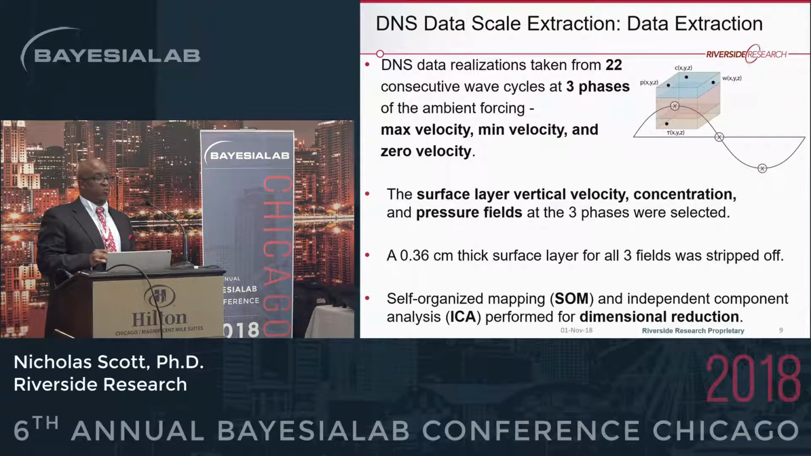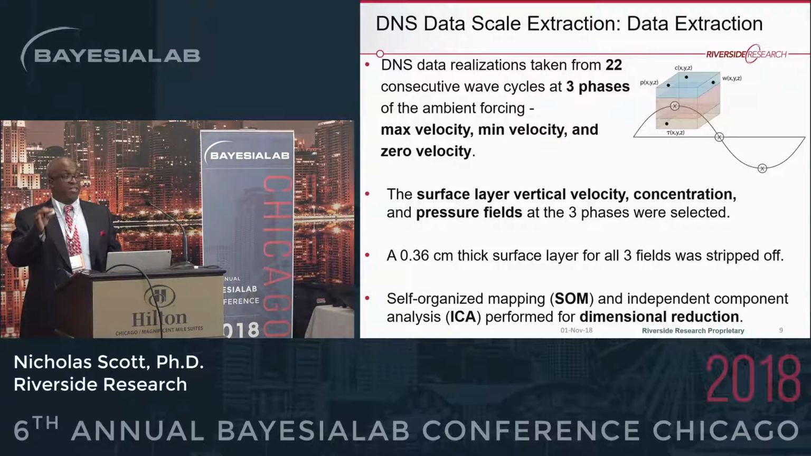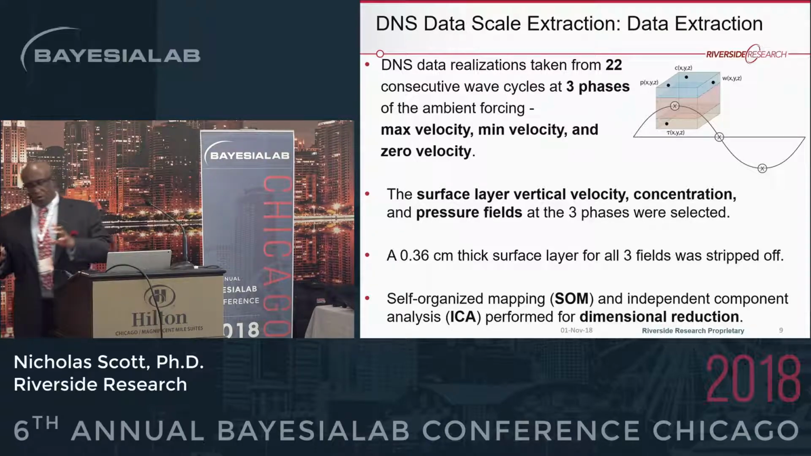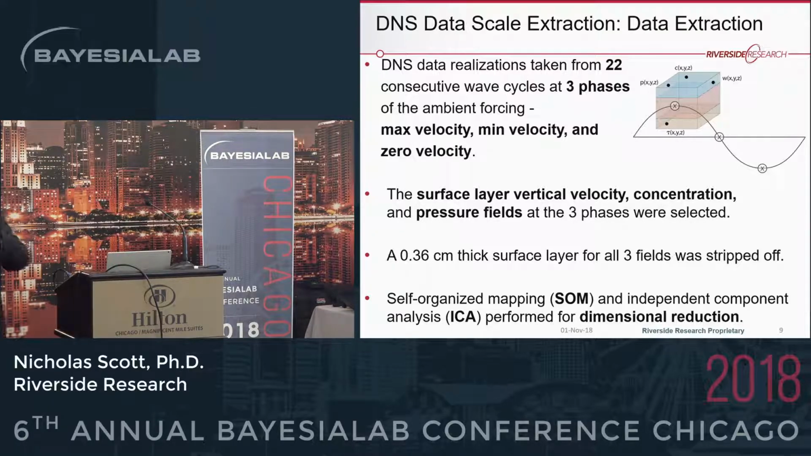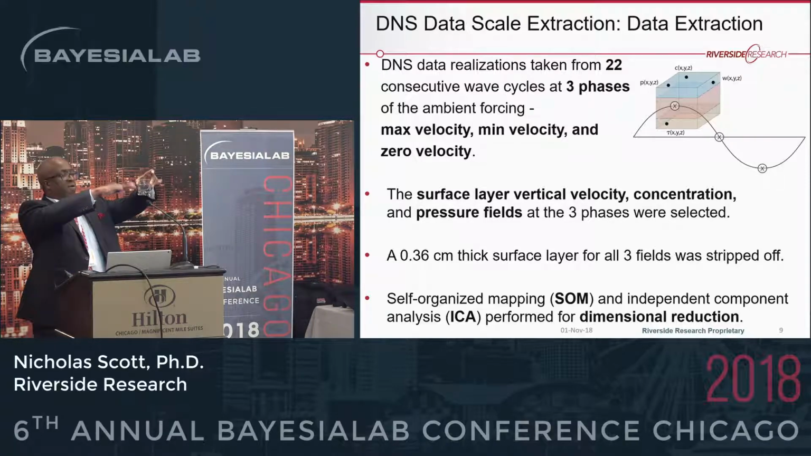We're dealing with 22 wave cycles, 3 phases per wave cycle, and we're looking particularly at maximum velocity, minimum velocity, and zero velocity. Again, we're looking at the vertical velocity, concentration, and pressure fields at those 3 phases. The first part of our analysis is to peel off scales: physical spatial scales associated with the surface of the water, physical pressure scales, velocity scales, concentration scales at the top.